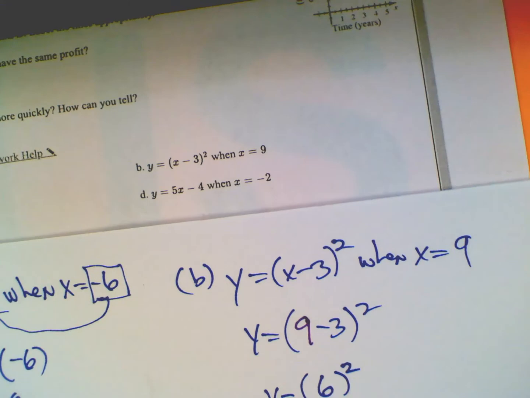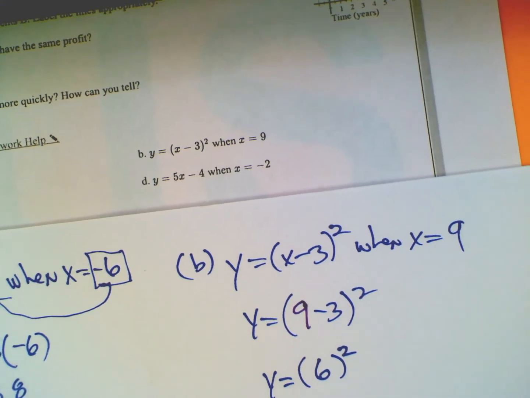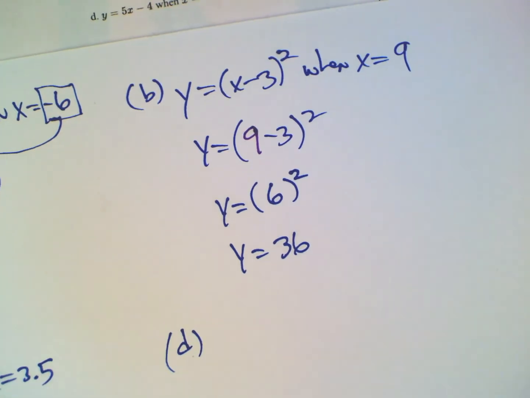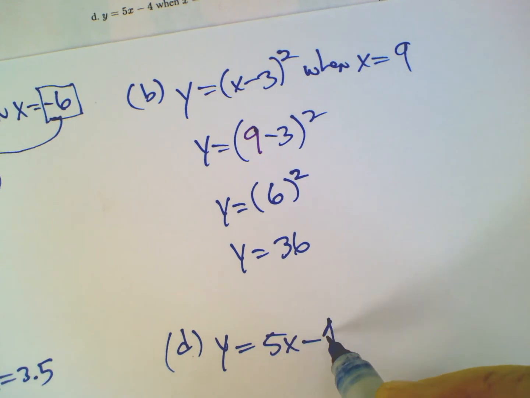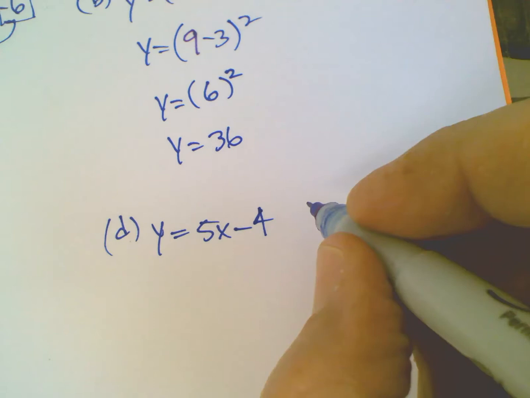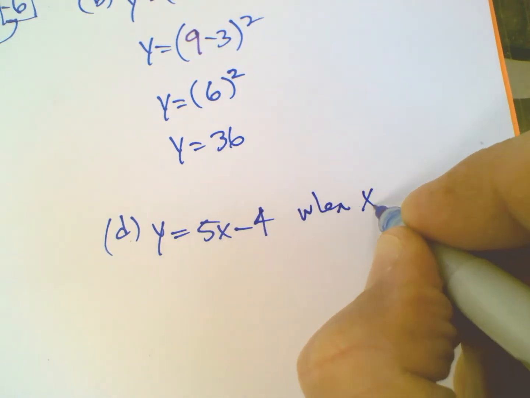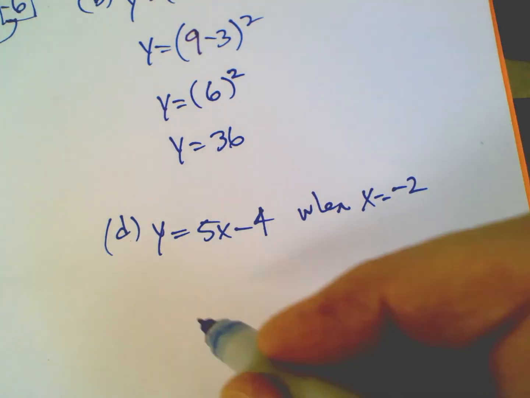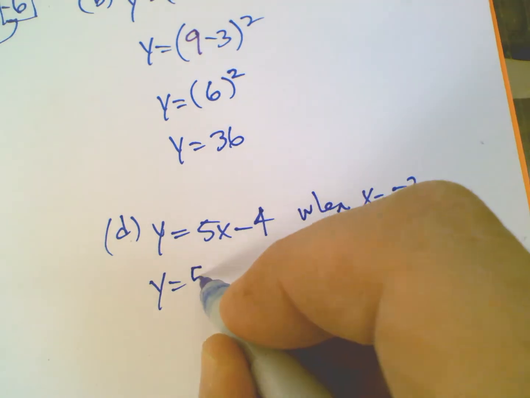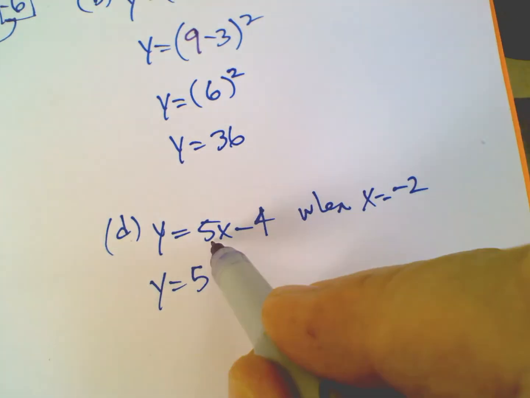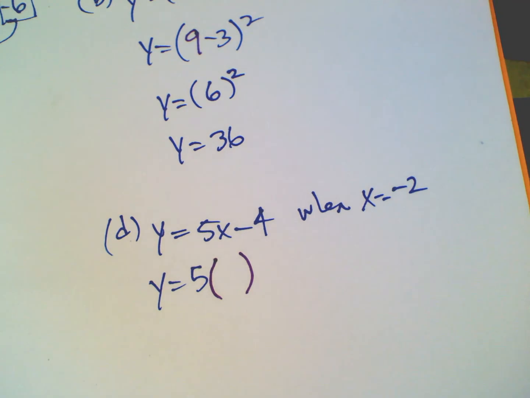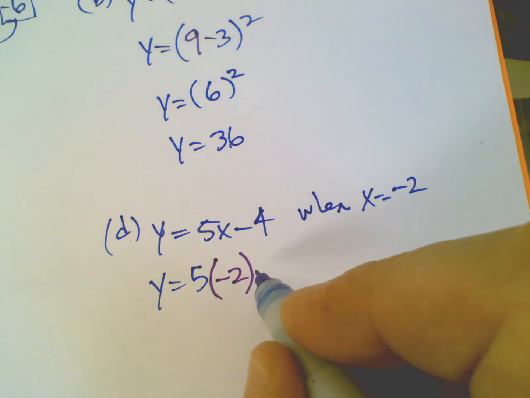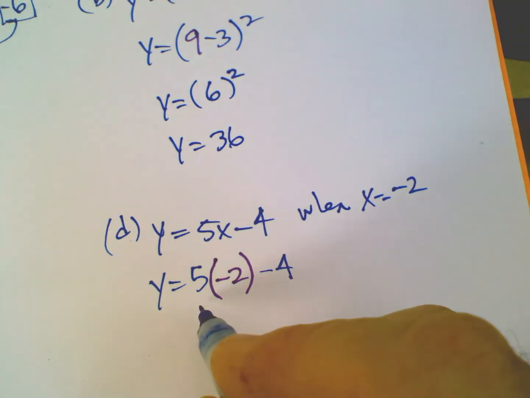D says y is equal to 5x minus 4 when x equals -2. So we're going to go y is equal to 5x minus 4, and we're solving that for when x is equal to -2. So y is equal to 5. Now remember, when you have a number next to a variable, it means multiplication. So I use parentheses to show multiplication, and in place of that x, I'm putting a -2. So 5 times -2 minus 4.